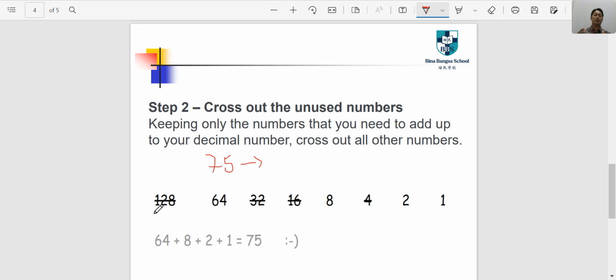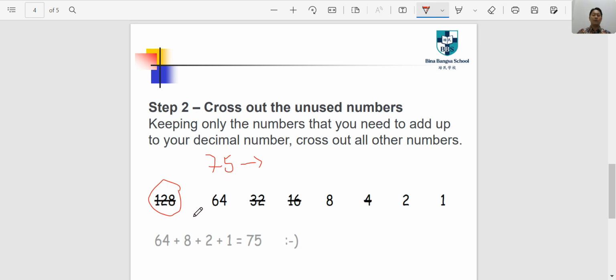Of course, you cannot use 128 because 128 is greater than 75. So you need to move to the next number, which is 64. 64 is less than 75, so definitely you can use 64. Take note, which number combinations from 1, 2, 4, 8, 16, 32, and 64 are you going to use to get the value 75? As simple as that. It's just a simple addition operation.